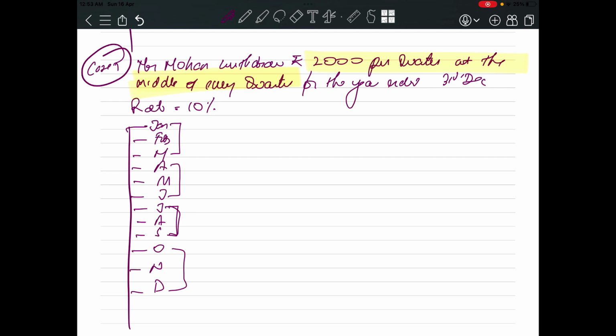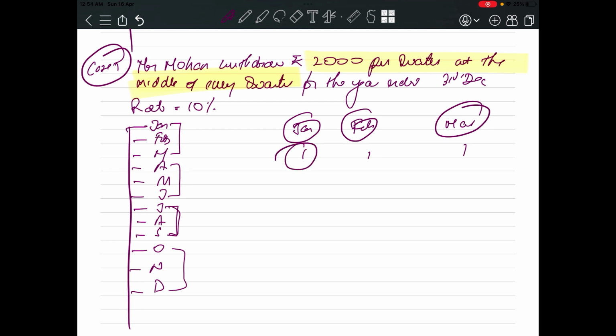Okay, now let's try to understand. Jan, Feb and March: this is 1 month, this is 1 month, this is 1 month. So when is he withdrawing? He's withdrawing on the middle of the month. So the remaining part is of no use for us. He's withdrawing 2000 on the middle of February, the middle of May, the middle of August, and the middle of November. Now let's calculate the average period.